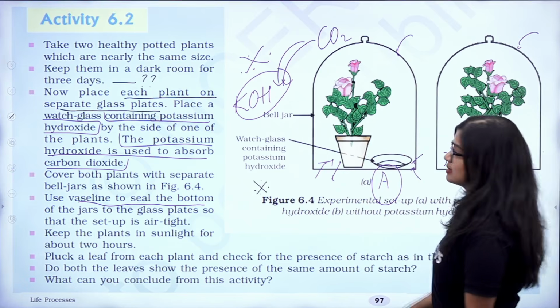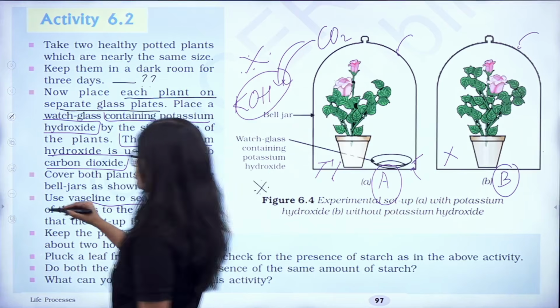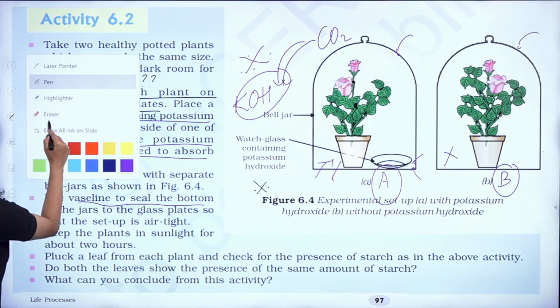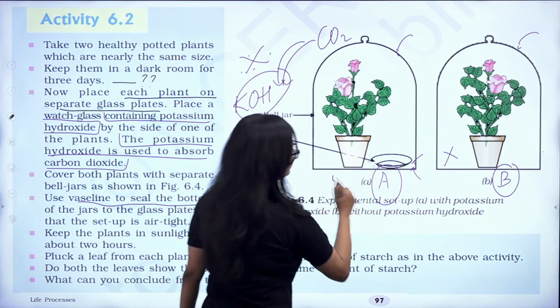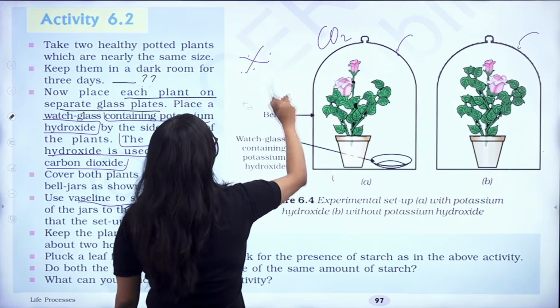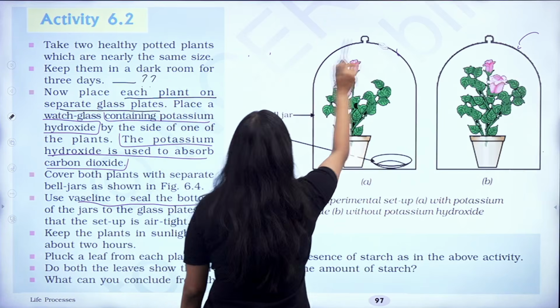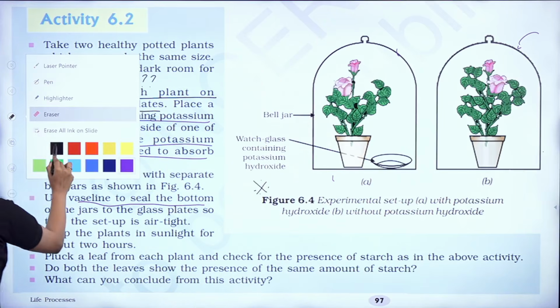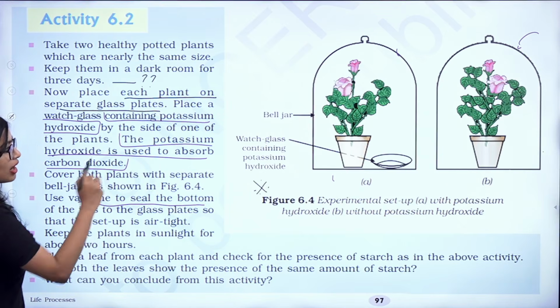Now we leave it in sunlight. So let me remove some of the annotations. Now what am I going to do? I am going to leave it in sunlight for 2 hours. Photosynthesis is going to happen. Then I will take one leaf, right?